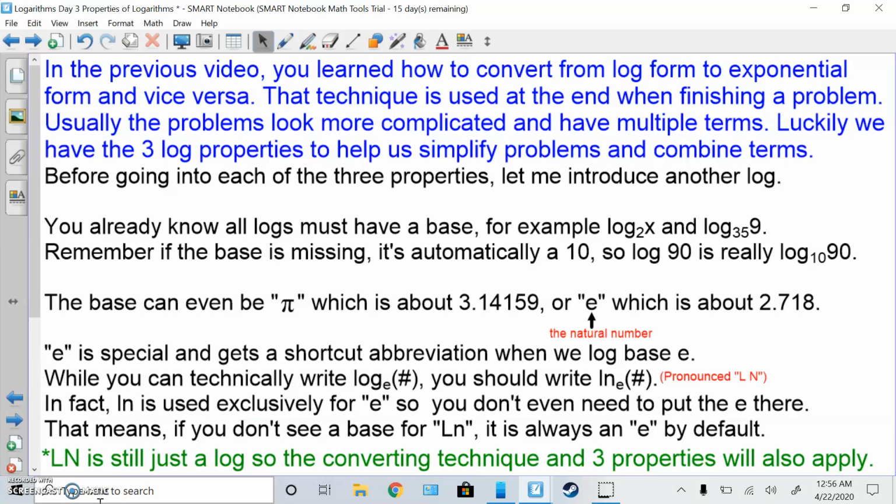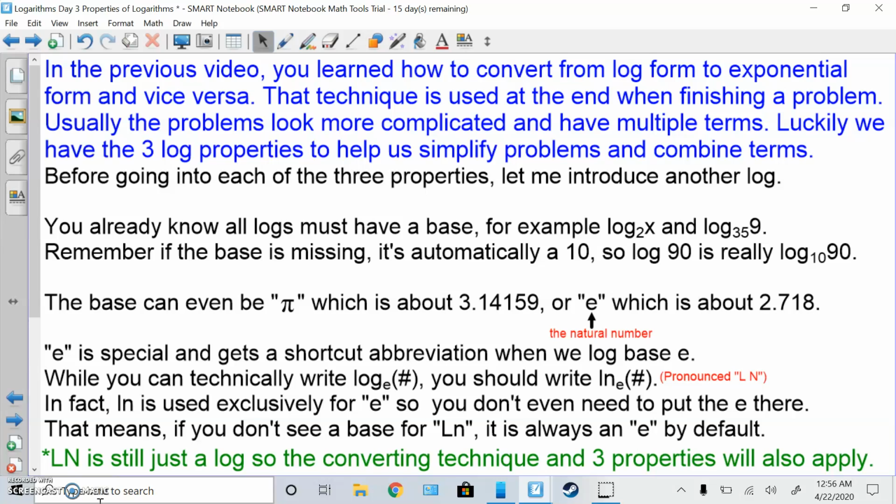So in the previous video, you learned how to convert from log form to exponential form and vice versa. That technique is used at the end when finishing problems. Usually the problems look more complicated and have multiple terms, so in that case we'll use the 3 log properties to help us simplify the problems and combine the terms.